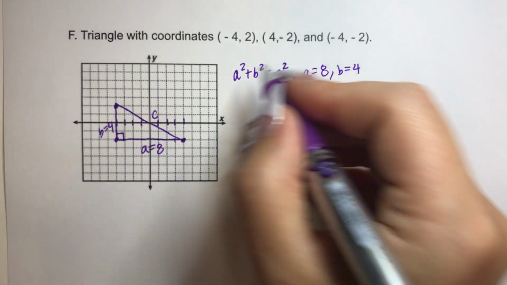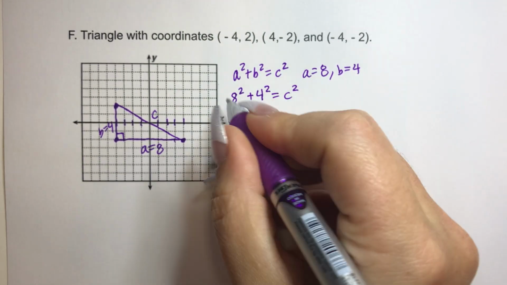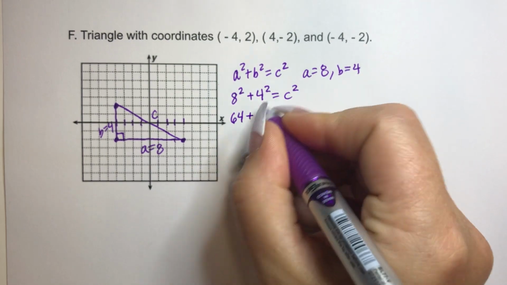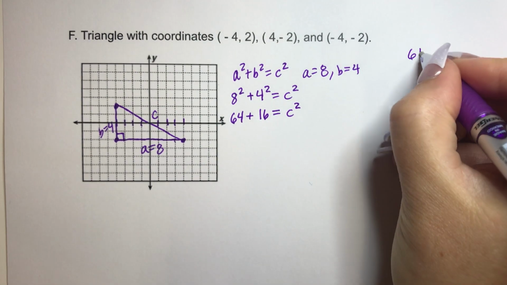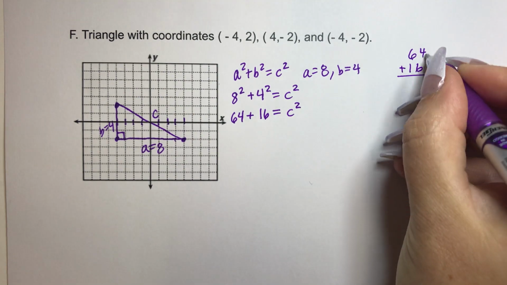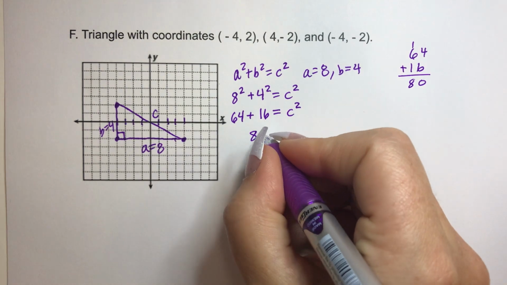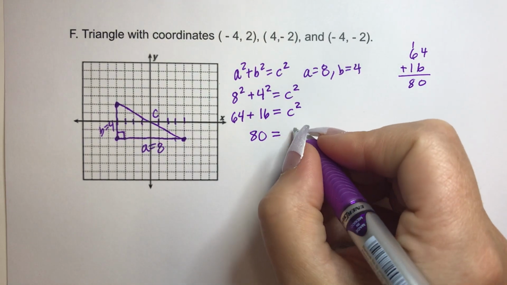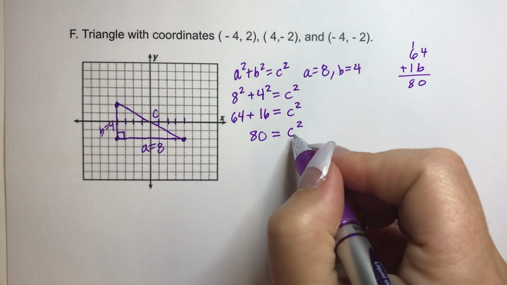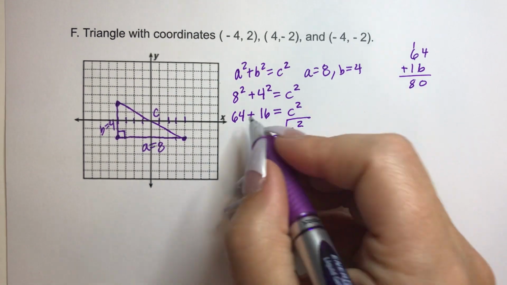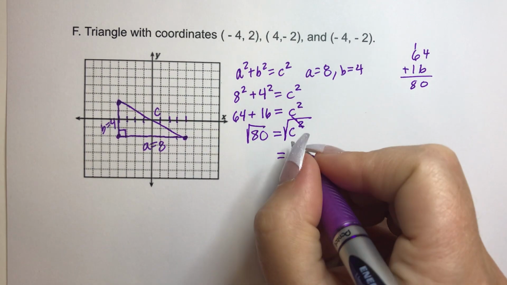Okay, so we substitute in. We get 8 squared plus 4 squared equals C squared. 8 times 8 is 64, plus 4 times 4 is 16, equals C squared. Those two added together, 64 plus 16, is 80. So we have 80 is C squared. And we want to get C by itself, right? We're trying to figure out the distance of the hypotenuse. So we have to use the square root. Square roots cancel out squared numbers. To both sides, square root and squared cancel each other out. So we're left with the square root of 80.